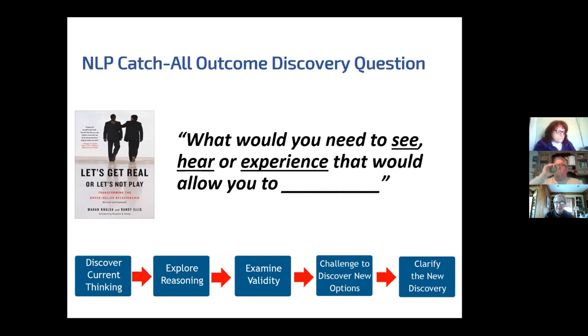So quickly, for those that don't know NLP, we say that we put people in 3 buckets. They're visually oriented, they're auditory oriented, or they're kinesthetic. And so this question covers each of the 3 NLP bases. What would you need to see, hear, or experience that would allow you to decide to move ahead, or whatever the outcome you're looking for. You put that in the blank.